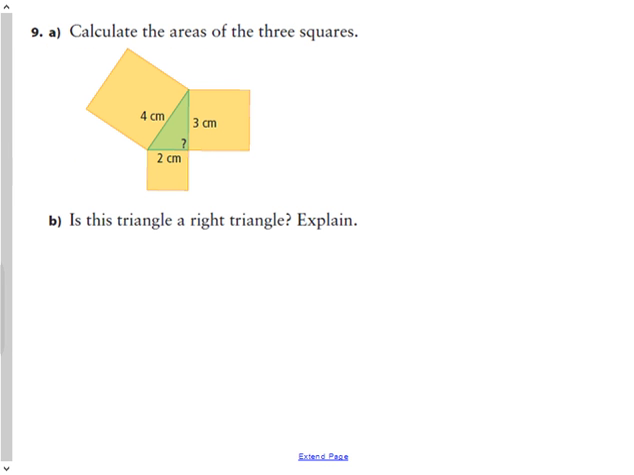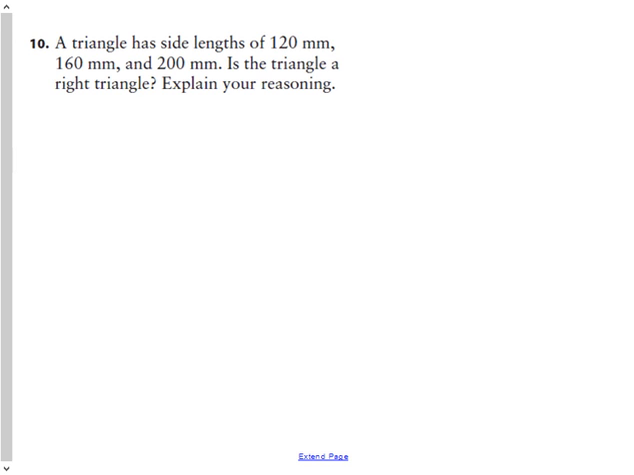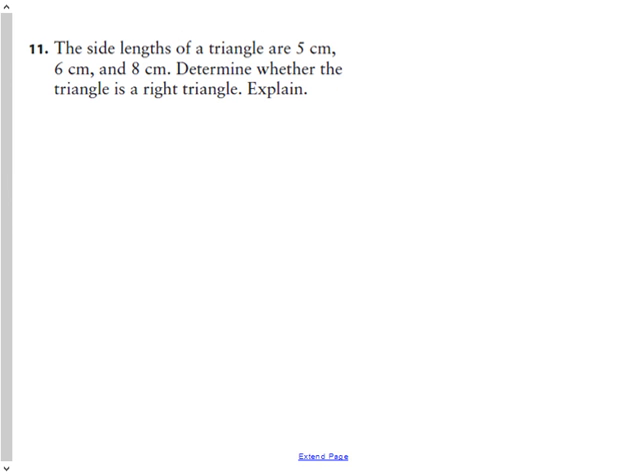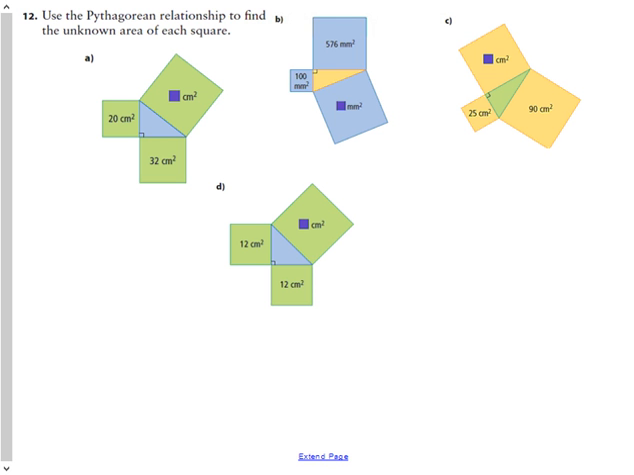Question 9 says calculate the areas of the three squares. So since the side length is 3, its area is 9. Since the side length is 2, its area is 4. And since the side length is 4, its area is 16. And because 4 plus 9 does not equal 16, this is not a right triangle. Skip 10, redundant. Skip 11, redundant.